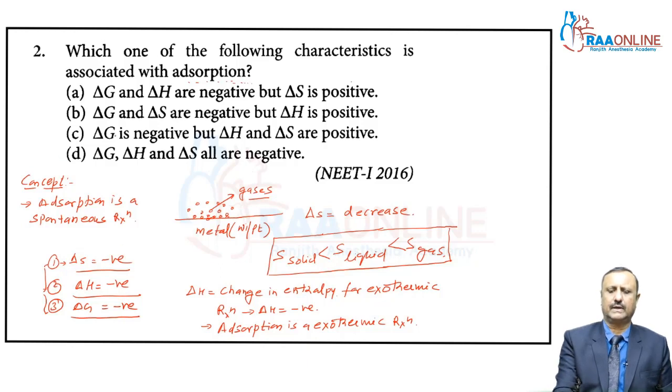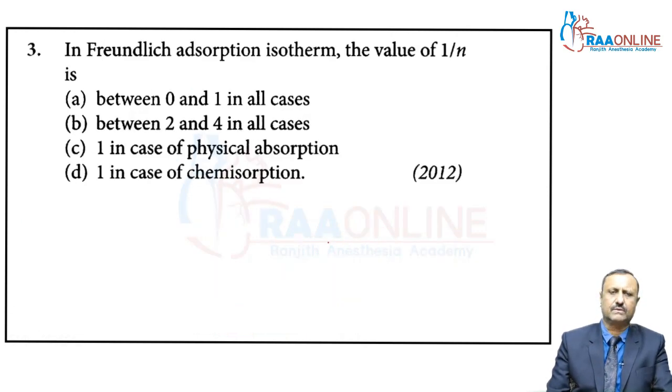So, you can go to question number 2, the answer is D. Here this is the first point, my dear students, this is the concept, and due to this concept you can get the answer, and the answer is delta G, delta H, delta S are negative. This question was asked in NEET 2016, my dear students. Now, we can discuss question number 3.